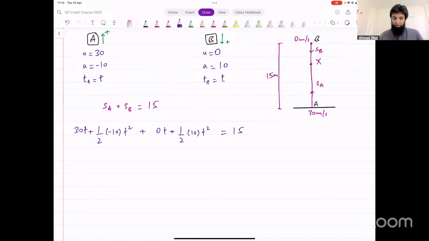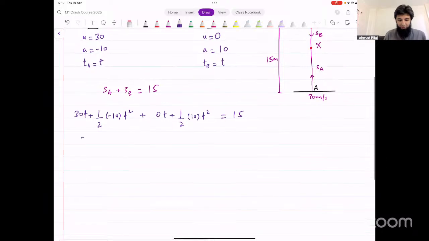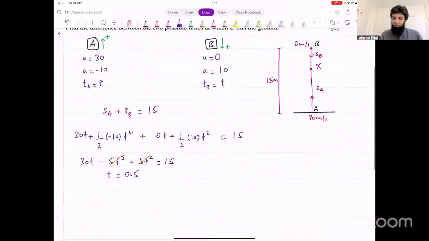All right. Let's solve this equation and see what that gives us. 30T minus 5T squared plus 5T squared equals 15. And the value that we get from that is 15 over 30, which is 0.5. Okay, so that tells us that the collision happens when time is equal to 0.5.